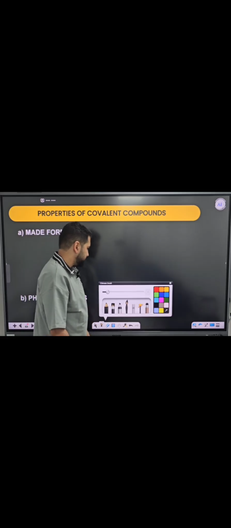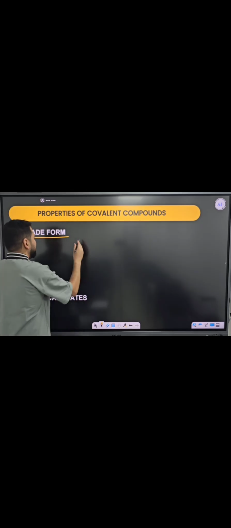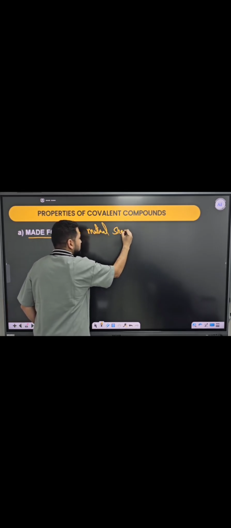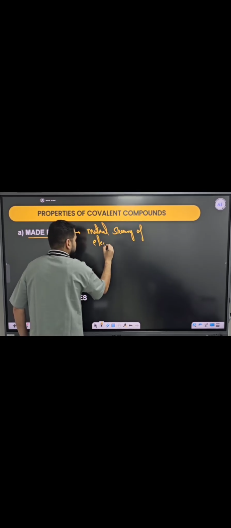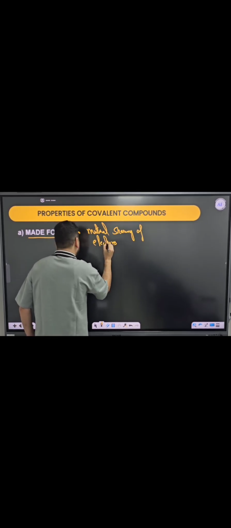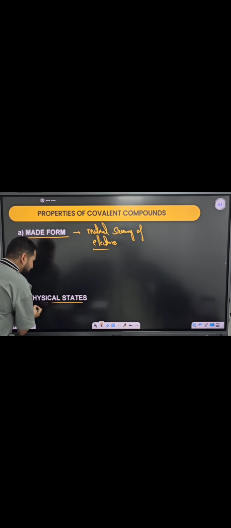Now, what are the different properties of covalent compounds? The first point is how they are made. We know that they are made from mutual sharing of electrons. Done? Point number 1 is clear? Yes. Point number 2 is physical state.